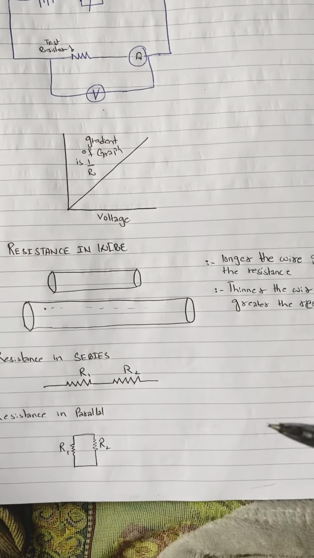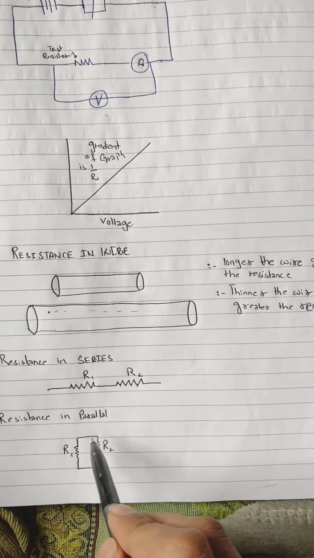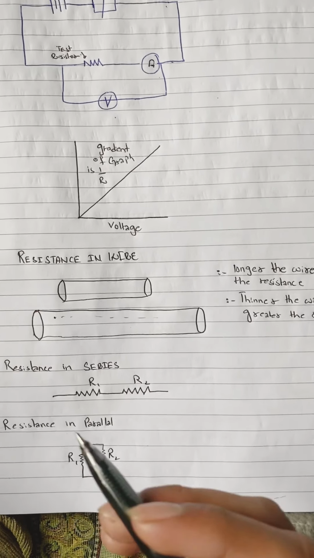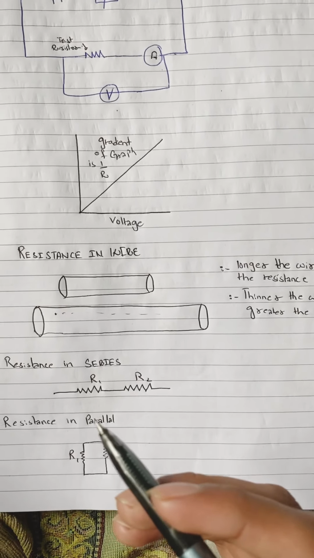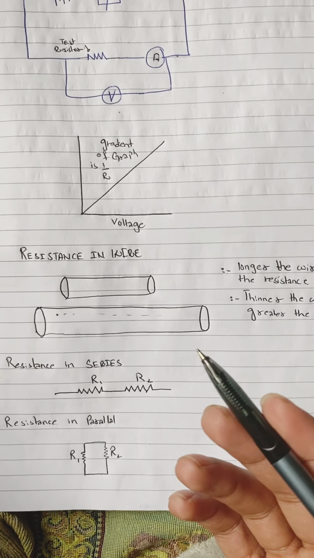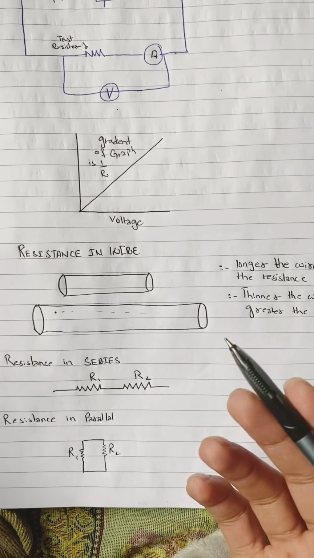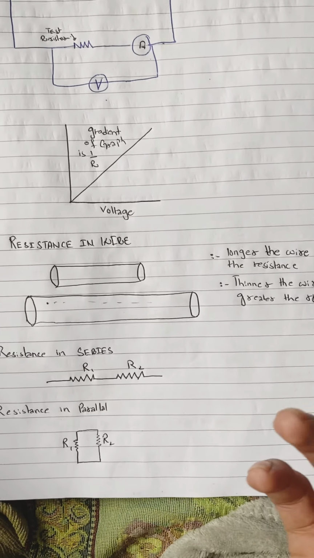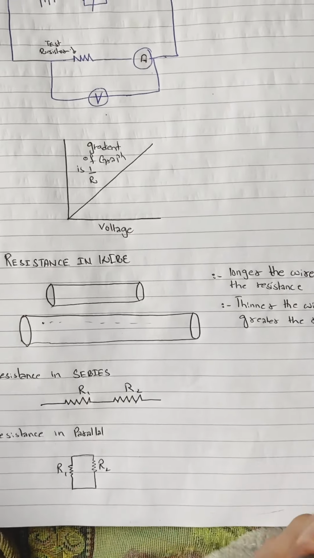Resistance in parallel. There are two ways for the current to go. The electrons go into two different paths, the resistance becomes lower, and the current is divided into two portions, R1 and R2. So that's all.